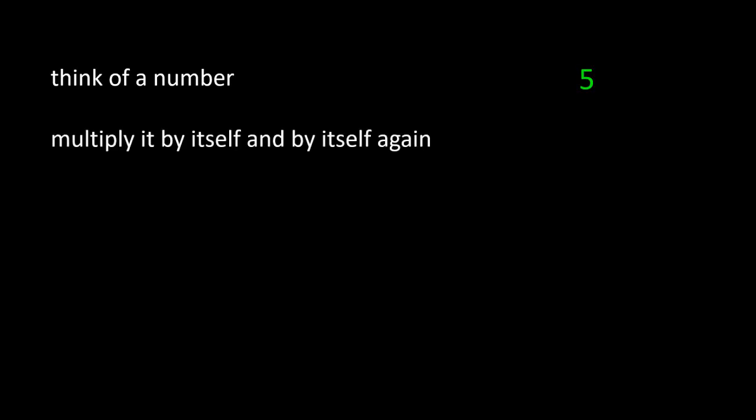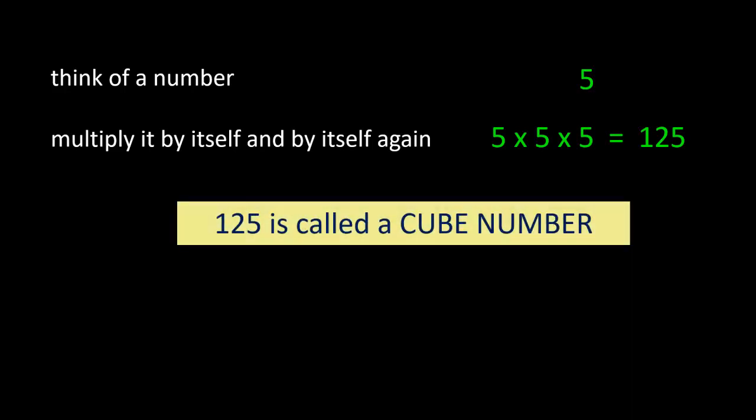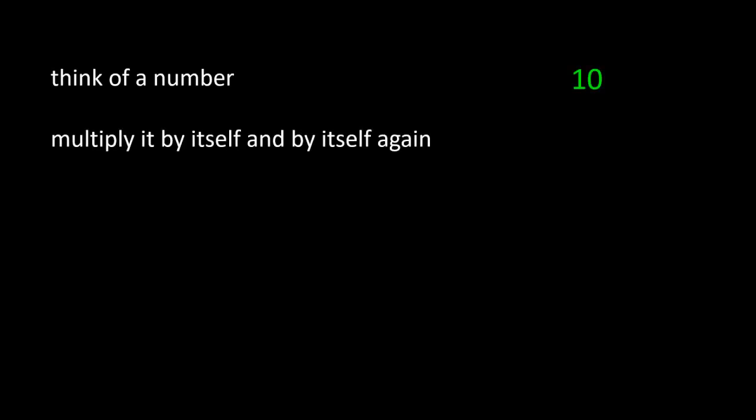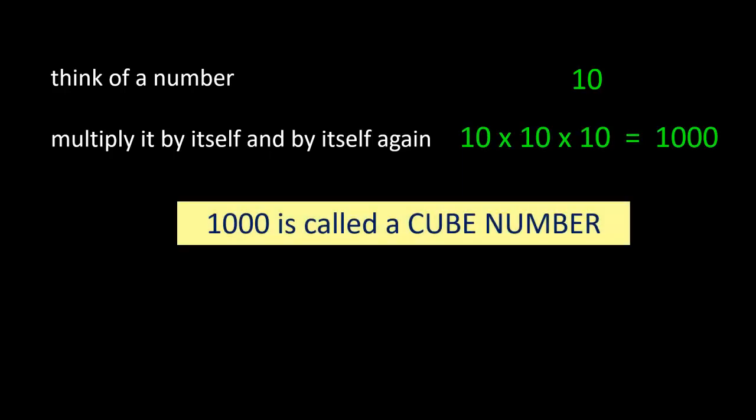You know what's going to come up now, don't you? Think of a number. There it is, 5. Multiply it by itself, and by itself again. 5 times 5 times 5 is 125. So we say 125 is a cube number, and we write 5 cubed equals 125. And there we go. We're sort of stressing the point a bit much here, aren't we? 10 times 10 times 10 is 1,000. 1,000 is a cube number, and we write 10 cubed equals 1,000.